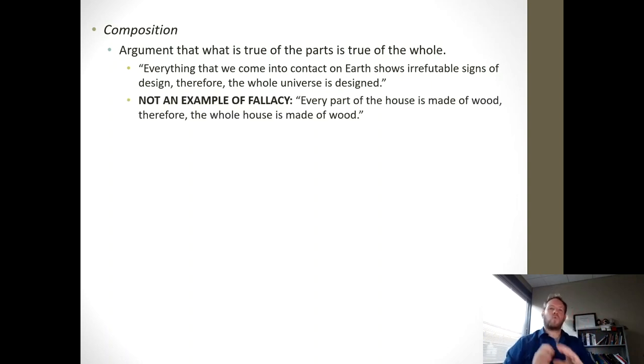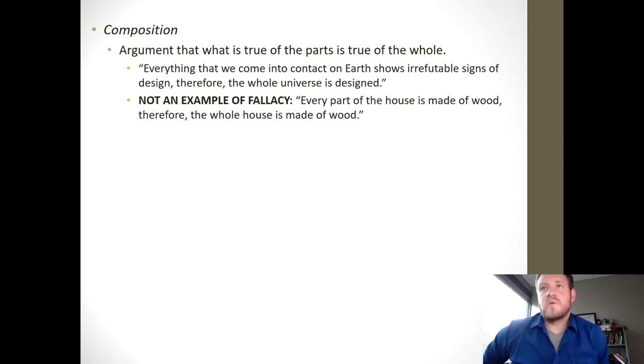Part of the reason why the composition fallacy goes wrong is because it's not taking into account other prominent features or other important characteristics that problematize the whole having that feature, right? In other words, it doesn't take into account important differences between the whole of something and the piece that you're looking at, right?